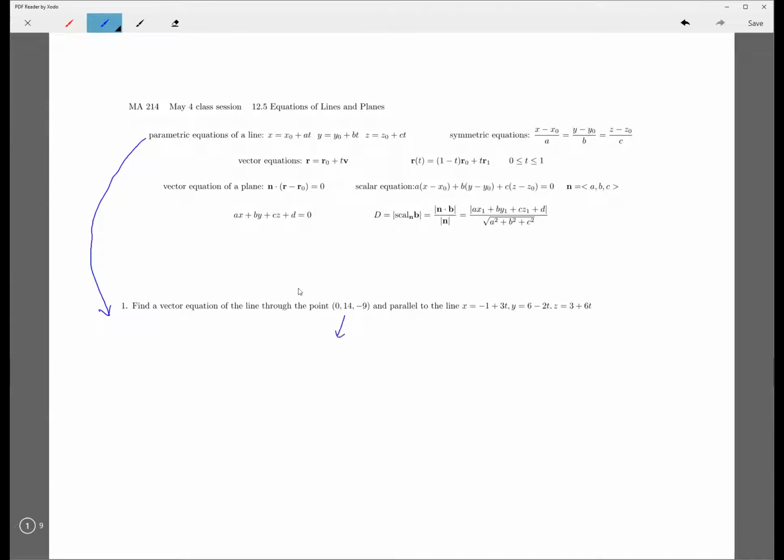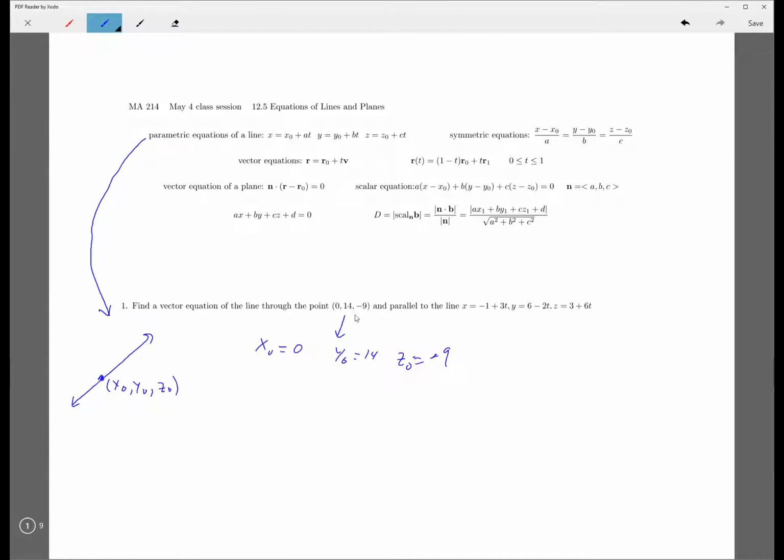Here we have the point. And so the point is x0, y0, z0. So here, x0 is 0, y0 is 14, and z0 is -9. Okay, and you can use any point. So the idea is you have a line right here, and this is just any point on the line. So it would be okay to use a different point. That would be fine. But here they're just giving us a point, so use that point.